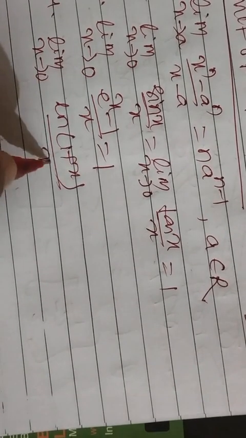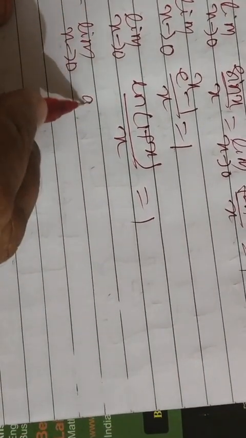Fourth, limit x tends to 0 ln(1 plus x) by x, it is 1. Then fifth, limit x tends to 0 a to the power x minus 1 by x is ln a.